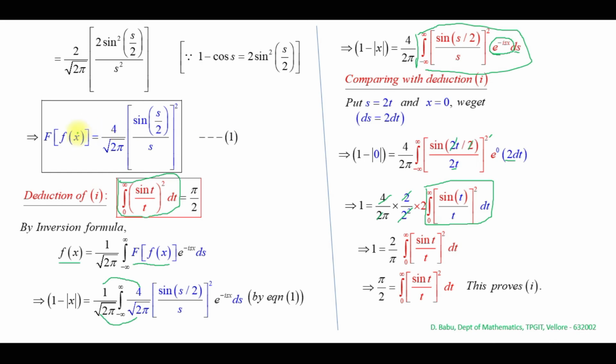Next, deduction 2. We need to prove 0 to infinity sin t by t whole power 4 dt equal to pi by 3. Here power is 4. So Fourier of f of x has power square. So deduction 2 is similar to Fourier of f of x the whole square. Then only we get power 4. Therefore, this term is similar to Fourier of f of x the whole square, so we have to apply Parseval's identity.